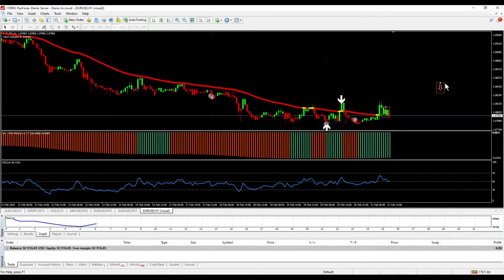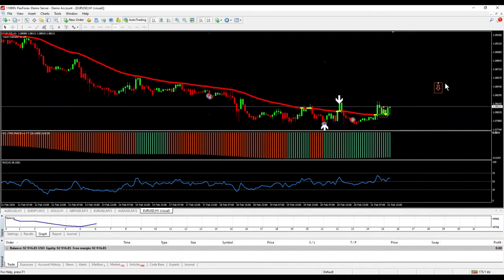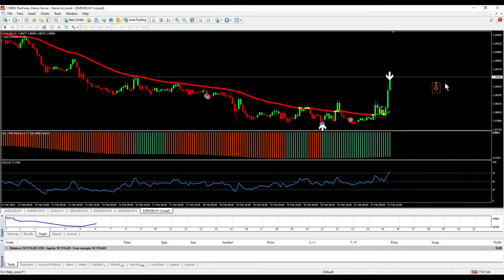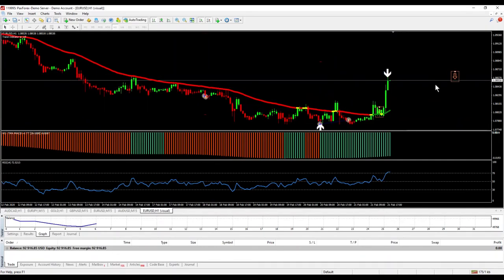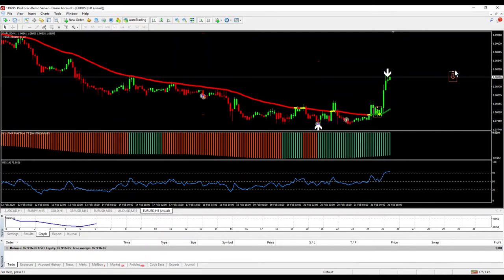We're still sitting on top of the 20. Everything's still green. We're still above the 50. Good. There we go. Now we got a buy trade. So we had one big winner. We had two small losers. Let's see what happens here.